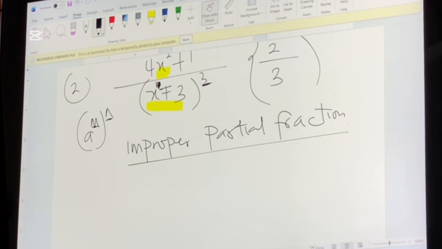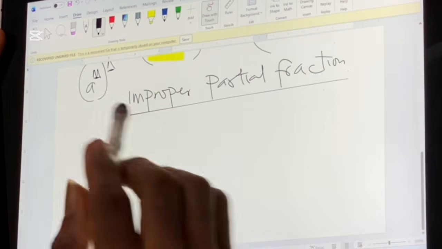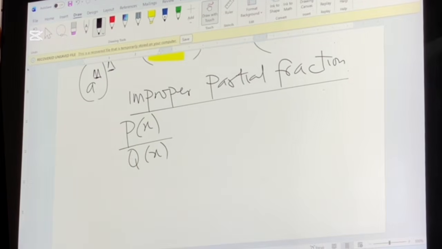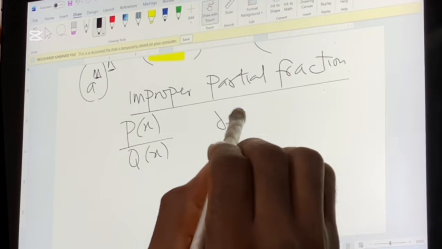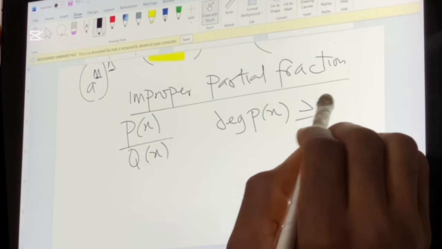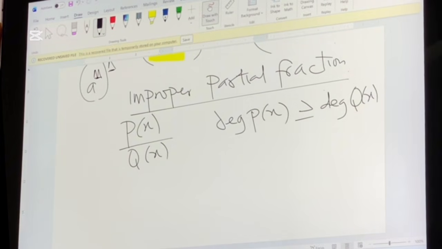Now, of course, for us to identify if a fraction is a proper or improper partial fraction, we always identify that using the power. Please take note. If I have two fractions as v of s over q of s, if the degree of v of s is higher than or equal to the degree of q of s, we say that that particular fraction is an improper partial fraction.